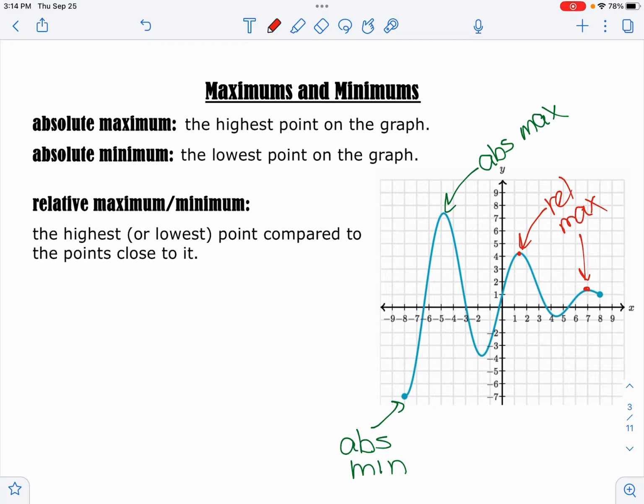And we also have a relative minimum. And you can see here we have a couple of these, one here, and then also one right here. So these, in relation to the points close to it, like this point, these points here, it's the lowest point. And same thing with this one over here, right? So that's how we would describe maximums and minimums. We can have absolute ones and relative ones.